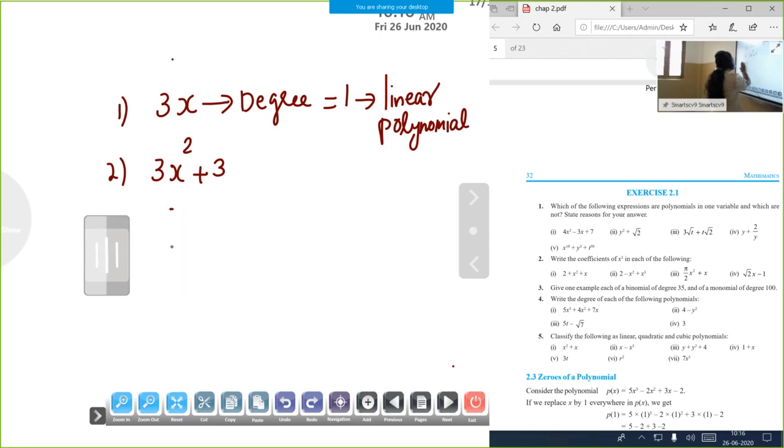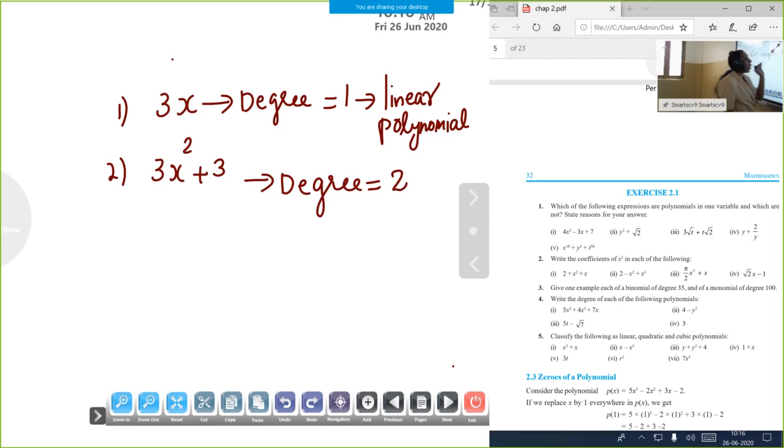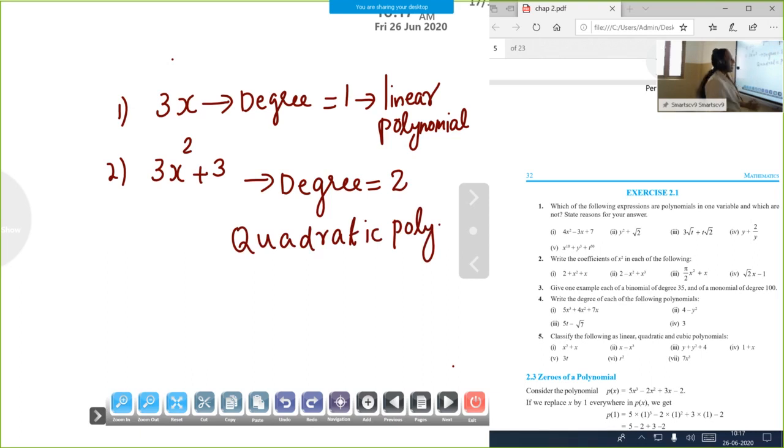In the second expression, 3x square plus 3, what is the degree here? Degree means the highest power. Here the degree equal to 2. If the degree of a polynomial is 2, it is known as quadratic polynomial. If the degree is 2, it is known as quadratic polynomial.